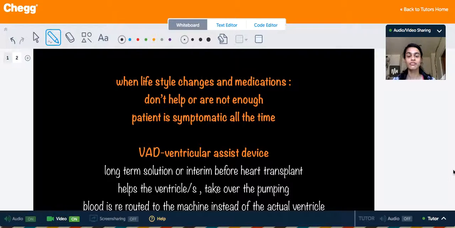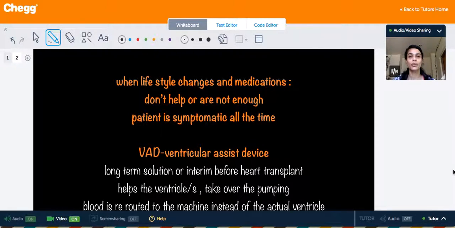Getting started, the first one is called a VAD, or a ventricular assist device. This is basically a pump or a device that takes over the function of the failing ventricle. This can either be an LVAD, where L stands for left ventricle, or an RVAD, where R stands for right ventricle, or a BiVAD, biventricular, depending on whether one or both ventricles are failing. This pump basically bypasses the failing left ventricle and pumps for it.